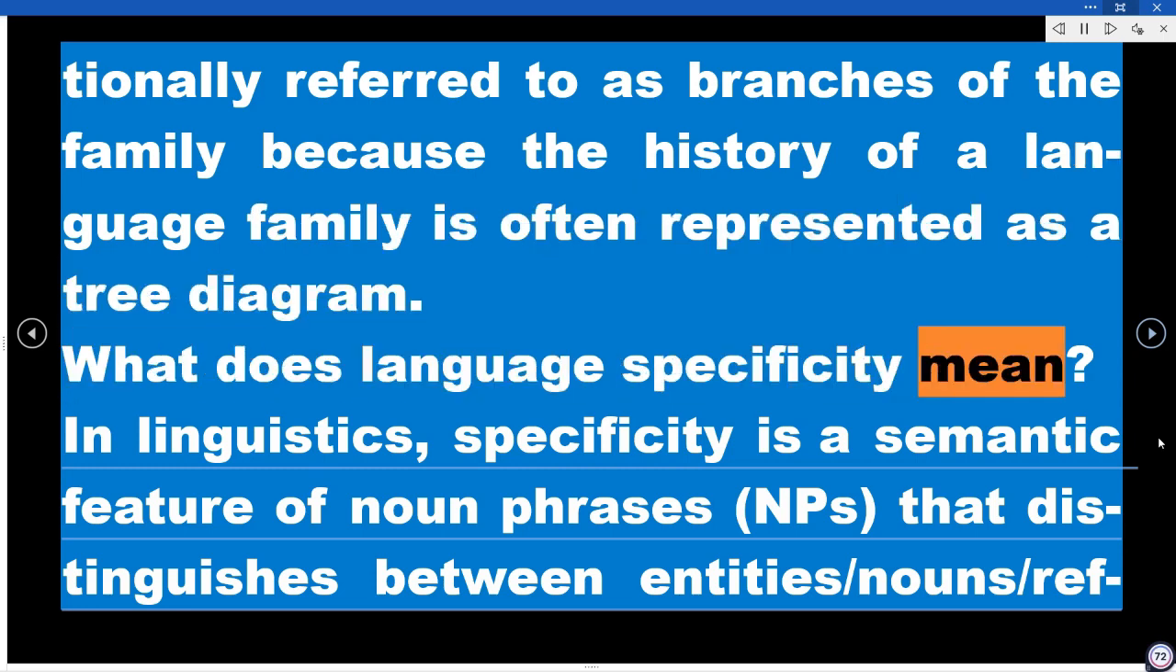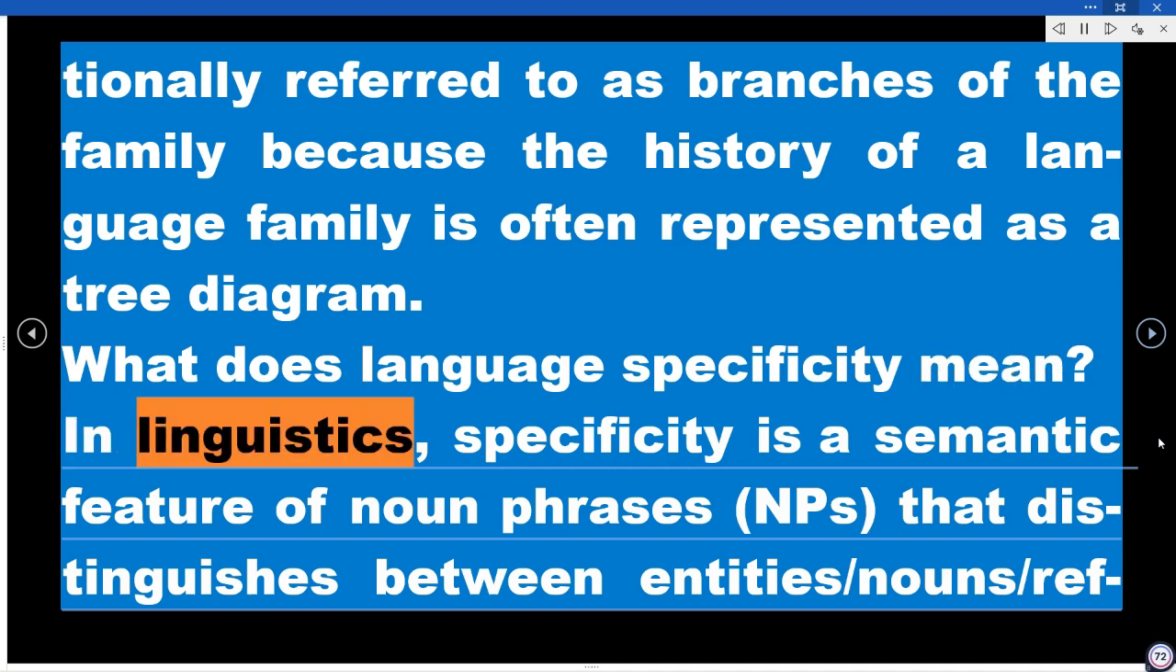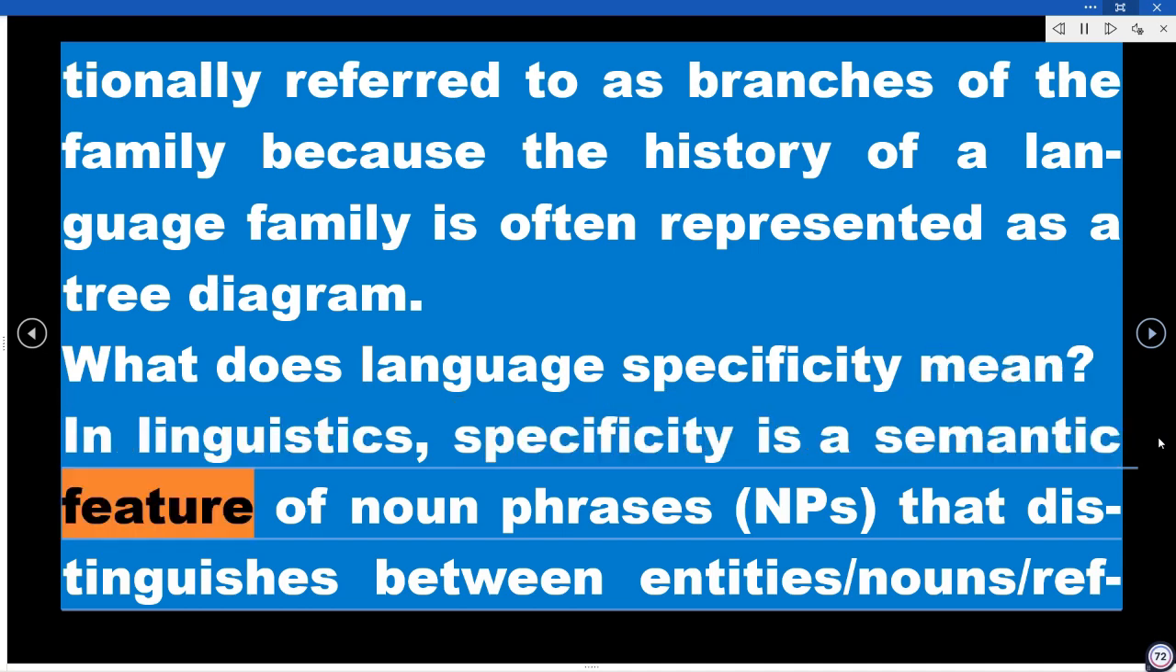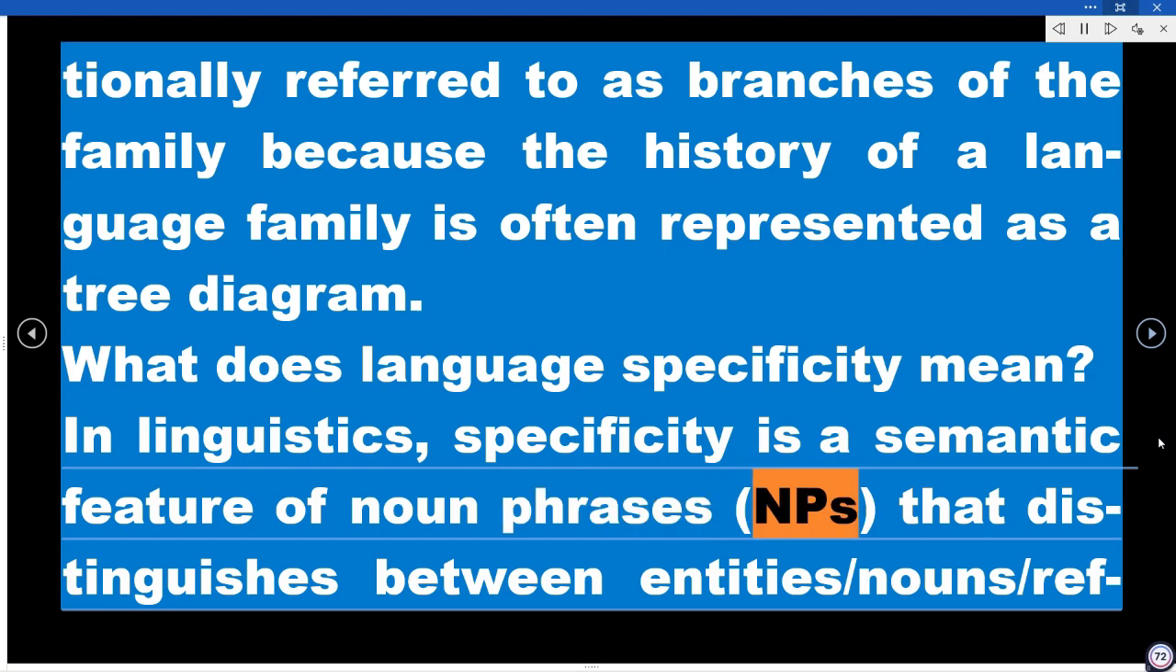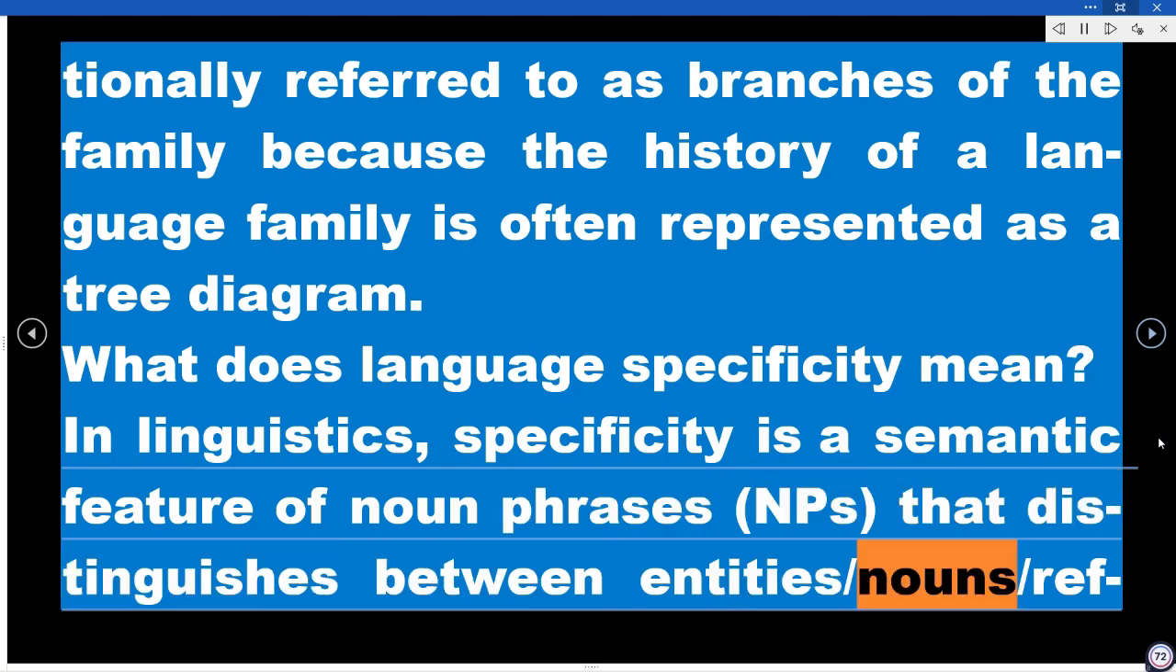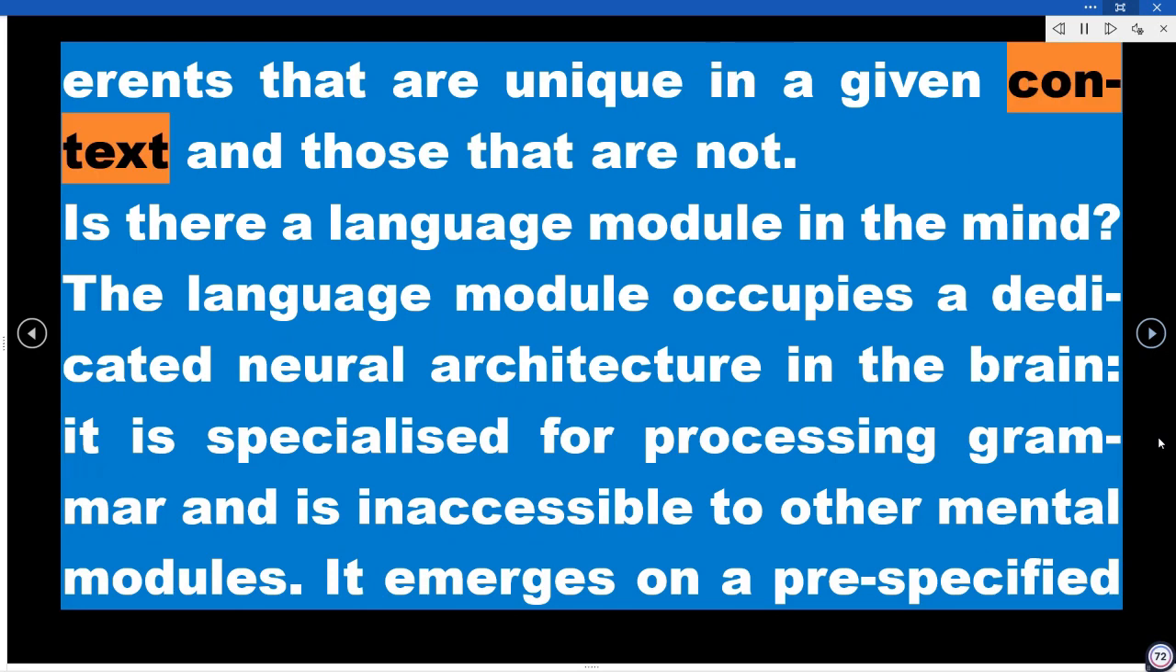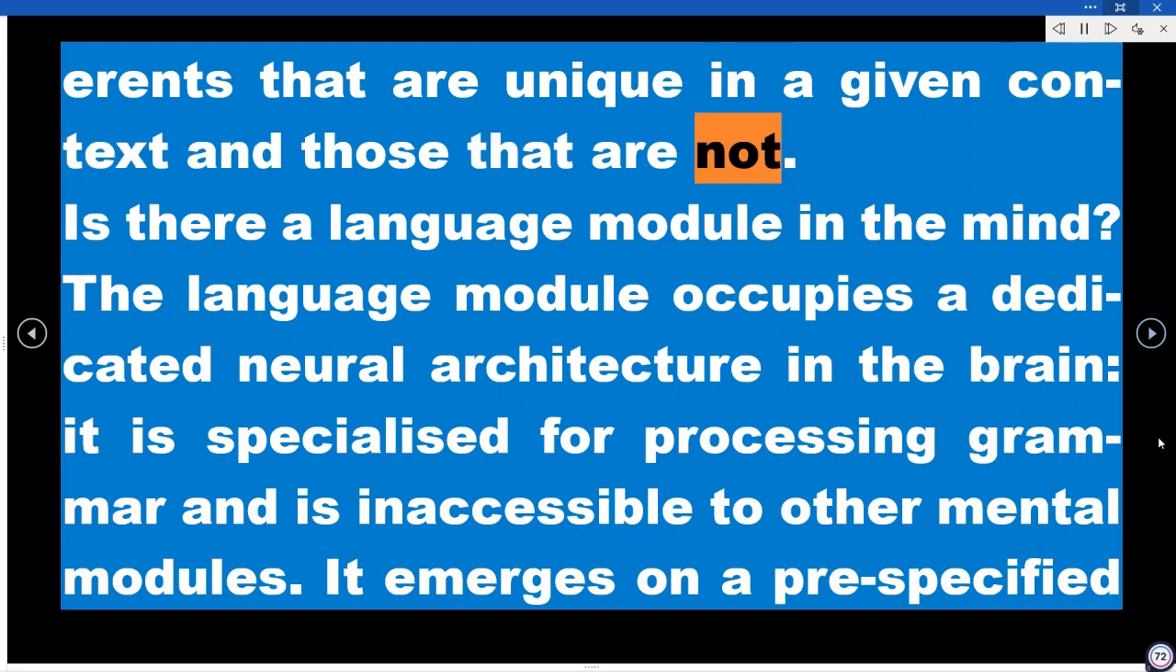What does language specificity mean? In linguistics, specificity is a semantic feature of noun phrases, NPs, that distinguishes between entities and nouns, referents that are unique in a given context and those that are not.